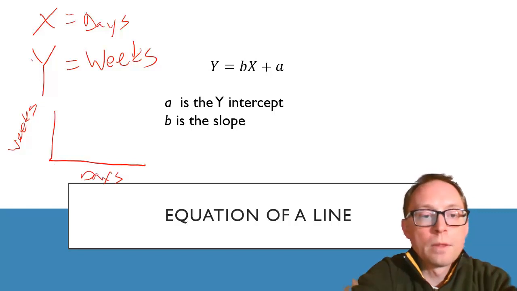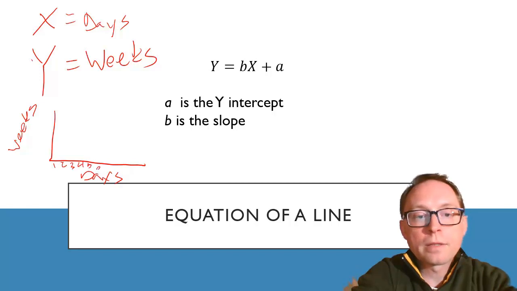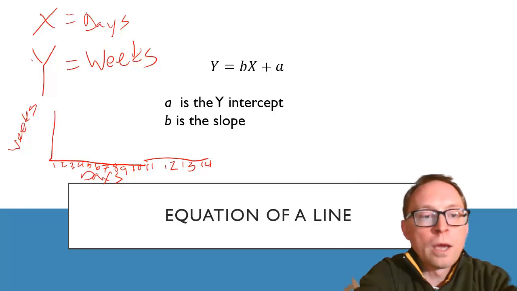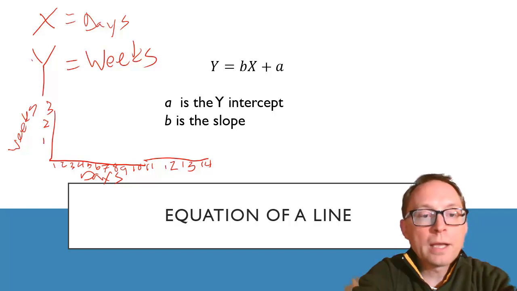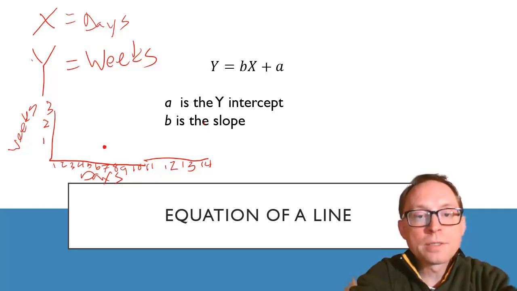Okay? So 1, 2, 3, 4, 5, 6, 7, 8, 9, 10, 11, 12, 13, and 14. Let's just make sure we can go all the way to there, right? Okay. And then the number of weeks that have passed are going to be 1, 2, 3, etc. Turns out that one person, hey, 7 days passed, and that was exactly 1 week. And then 14 days passed, and that was exactly 2 weeks.